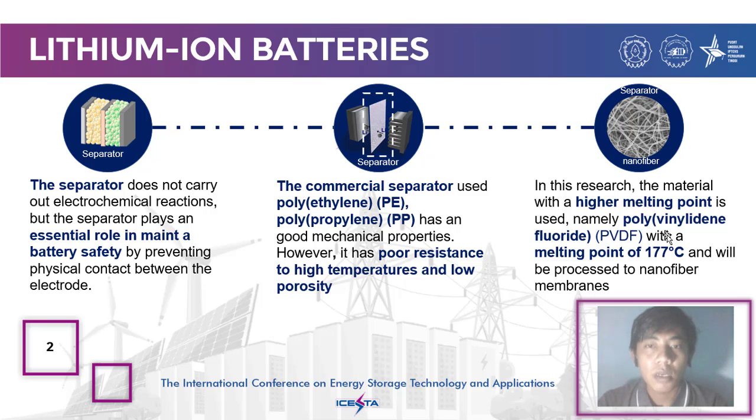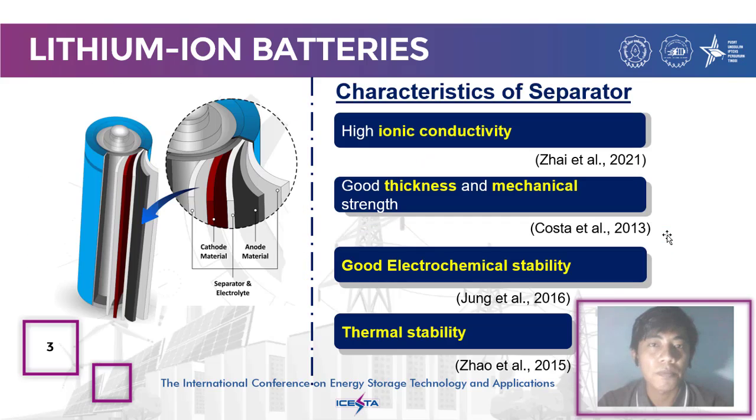The commercial separator uses polyethylene or PE, and polypropylene or PP, which has good mechanical properties. However, it has poor resistance to high temperature and low porosity. In this research, a material with a higher melting point is used, namely polyvinylidene fluoride or PVDF, and will be produced as a nanofiber membrane. The battery separator has characteristics of high ionic conductivity, good thickness and mechanical strength, and good electrochemical and thermal stability.